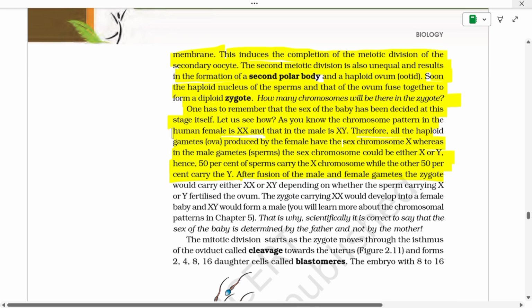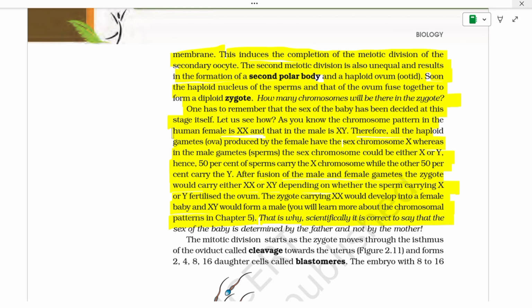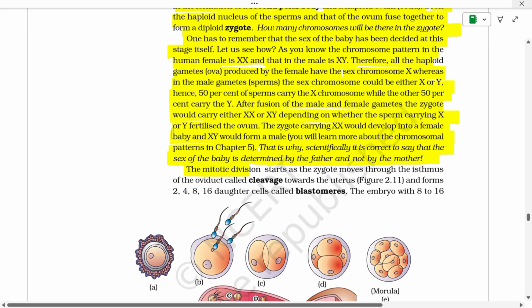After fusion of the male and female gametes, the zygote would carry either XX or XY, depending on whether the sperm carrying X or Y fertilized the ovum. The zygote carrying XX would develop into a female baby and XY would form a male. You will learn more about the chromosomal patterns in chapter 5. That is why scientifically it is correct to say that the sex of the baby is determined by the father and not by the mother.